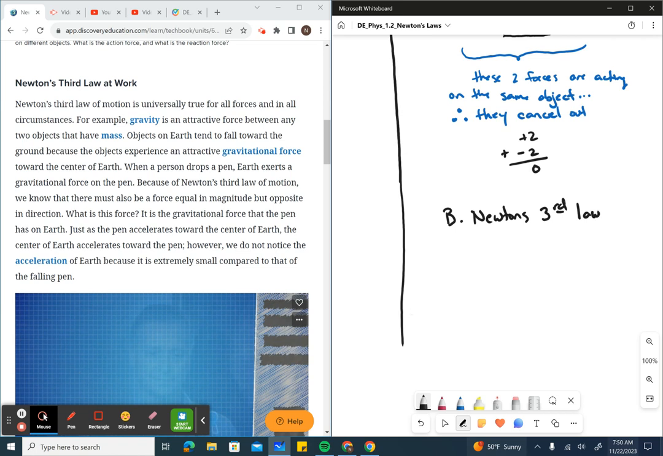This is universally true for all forces and in all circumstances. Okay, and there's quite a few different kinds of circumstances. This can be applicable when we're talking about gravity.